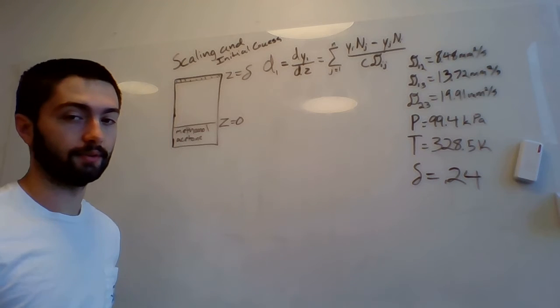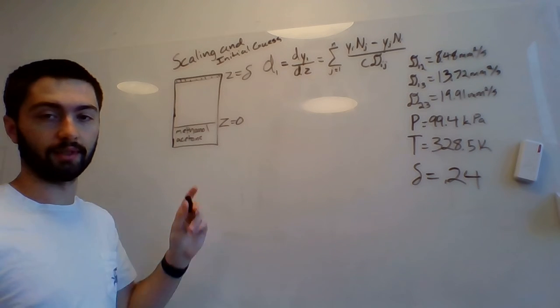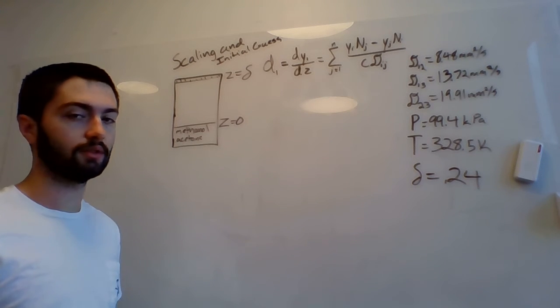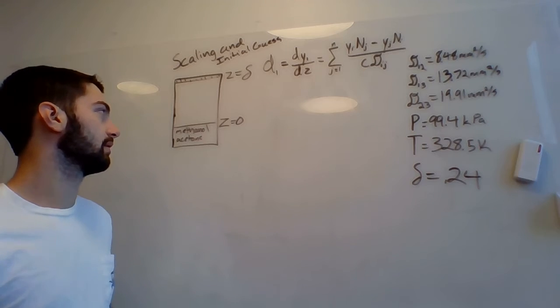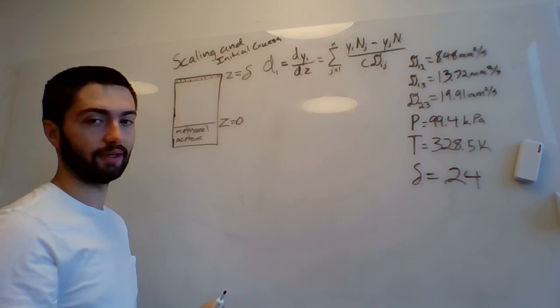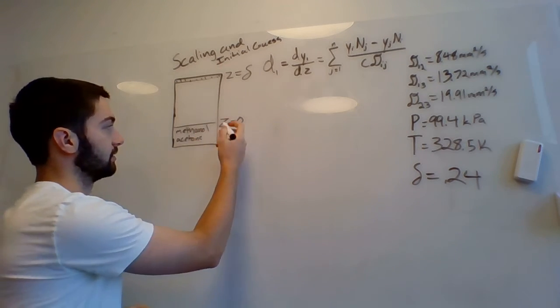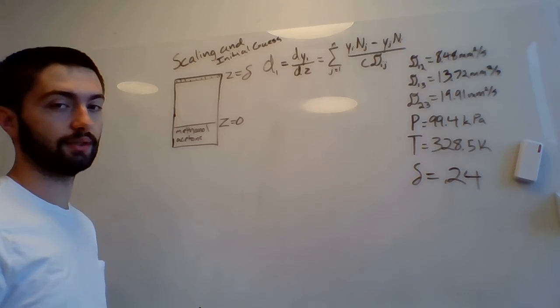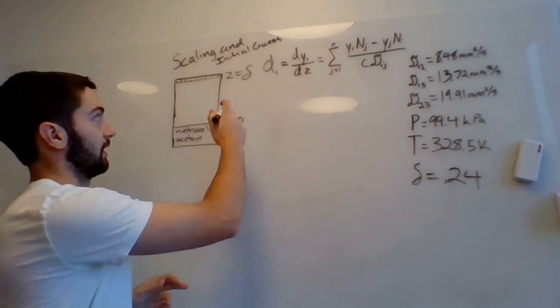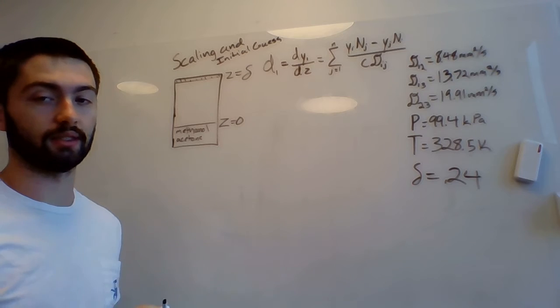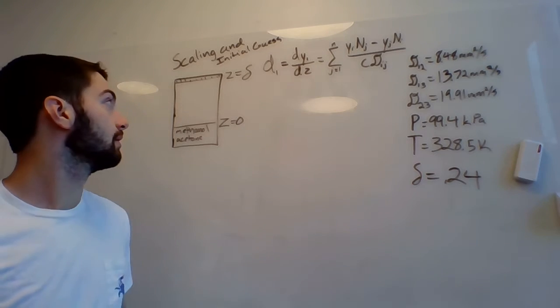In this example, we have a tube that has a liquid mixture of methanol and acetone, and we're going to name the liquid gas interface in this tube as position Z equal to 0. And we're going to label the top of the tube as position Z equal to delta.